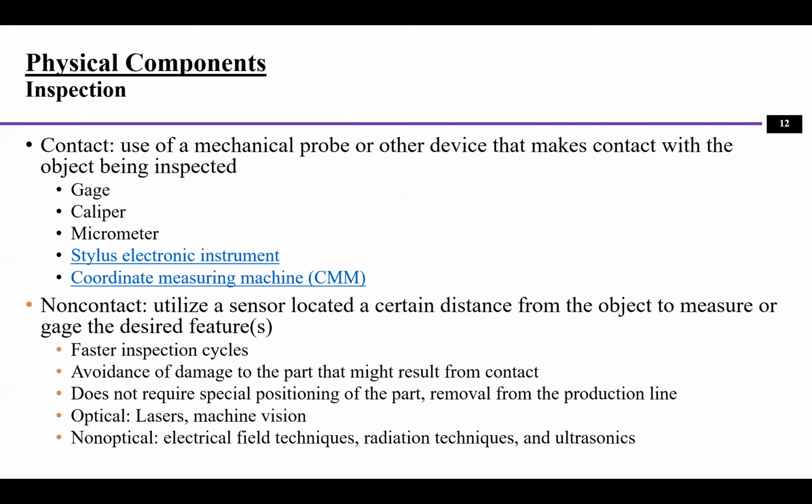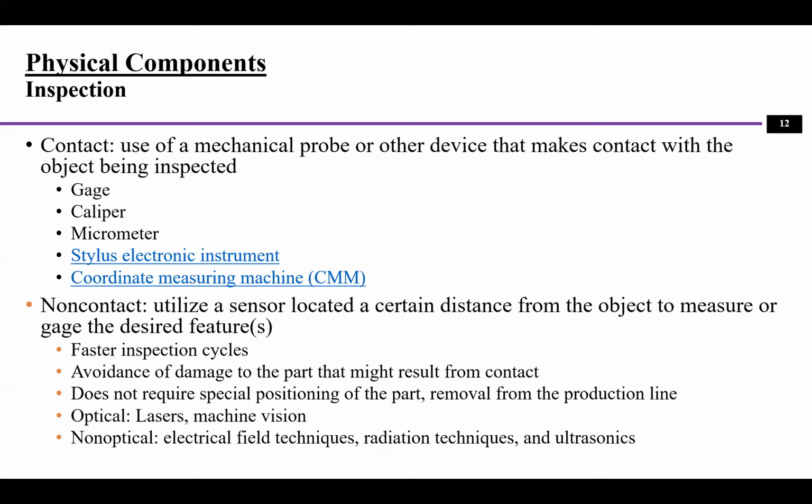And for inspection, there are typically two types of inspection devices. One is contact ones, another one is non-contact. Some of you are pretty familiar with contact ones, like the gauge we used in the lab, caliper, micrometer. There are also two other examples. One is the stylus electronic instrument, which is used to measure the surface roughness.